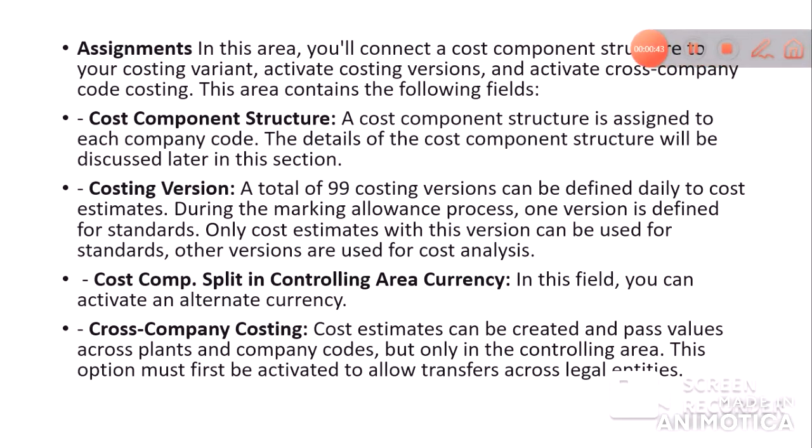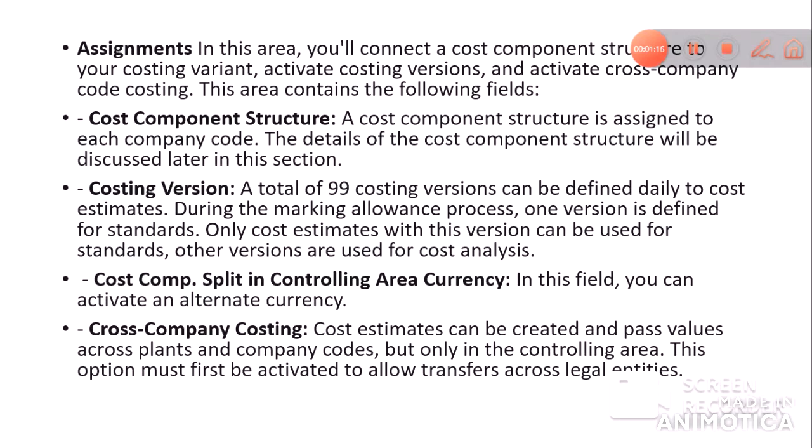Costing version. A total of 99 costing versions can be defined for cost estimates. During the marking allowance process, one version is defined for standards only. Cost estimates with this version can be used for standards. Other versions are used for cost analysis. Cost component split in controlling area currency. In this field, you can activate an alternate currency.